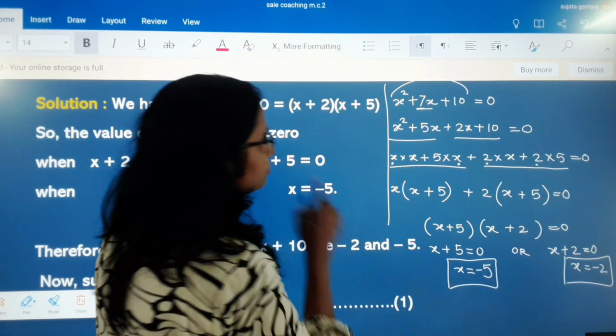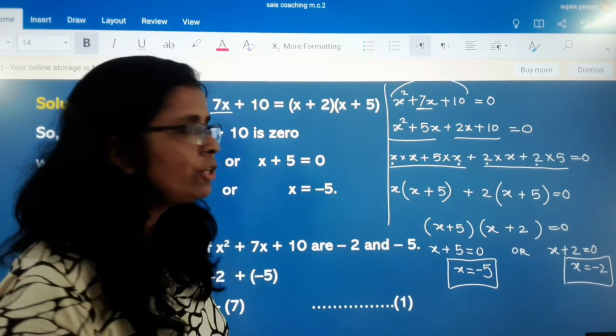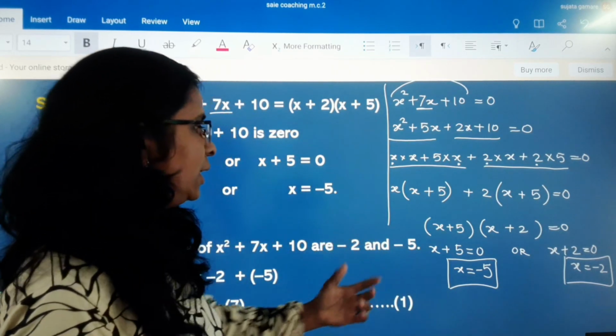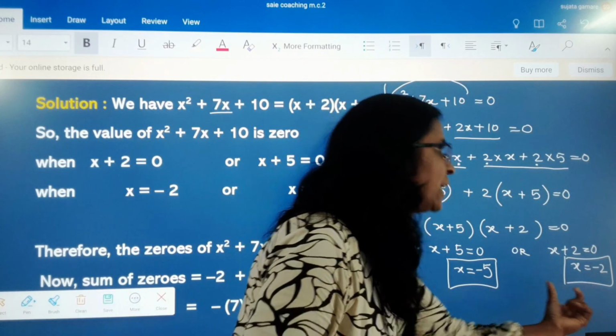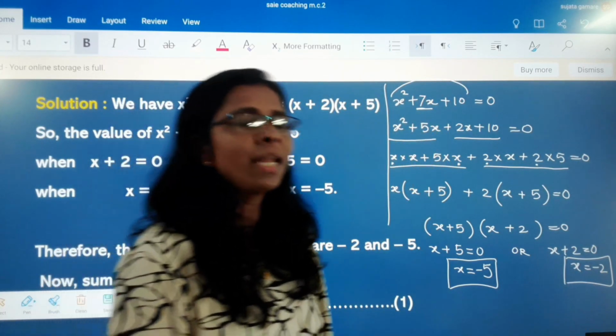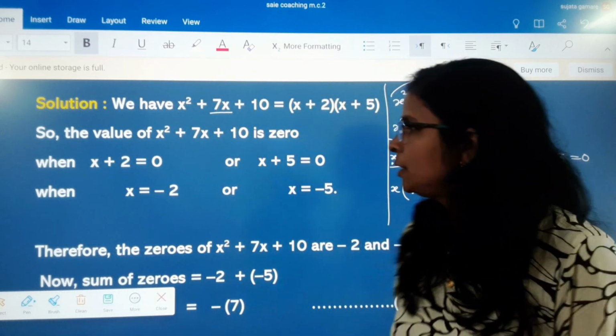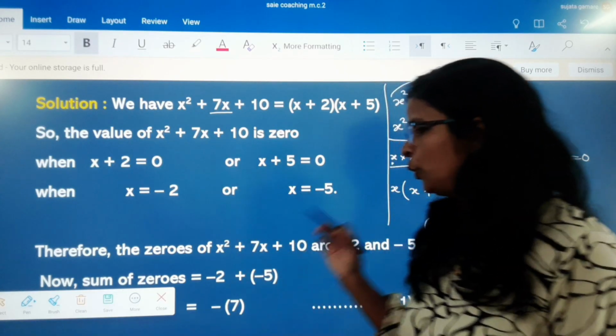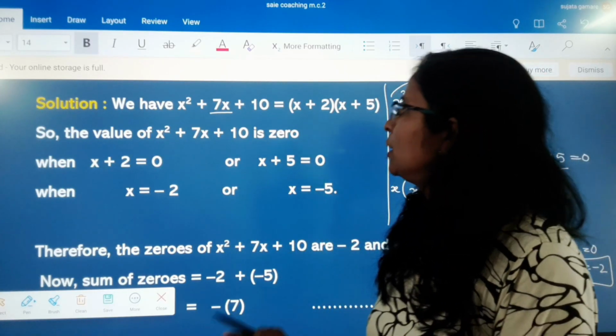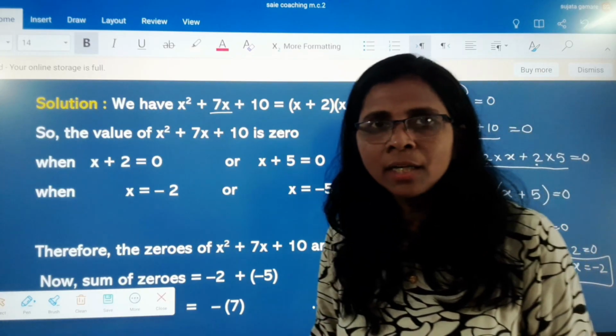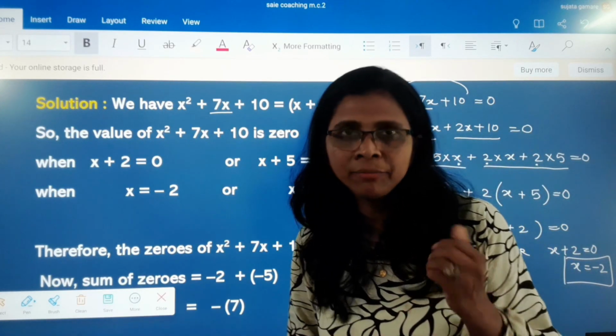So this way we get the two zeros, that is minus 5 and minus 2. So minus 5 and minus 2 are the zeros of the given polynomial. So now the first part is over. Now it's time for the verification.